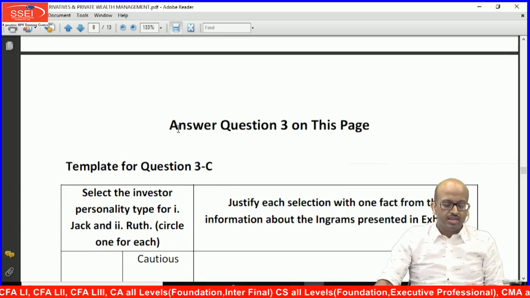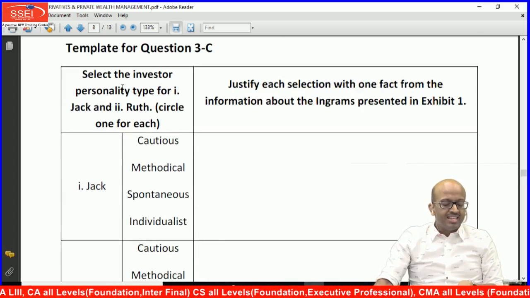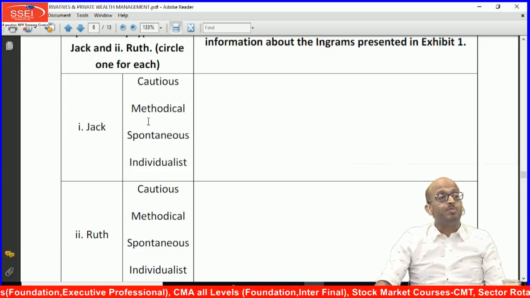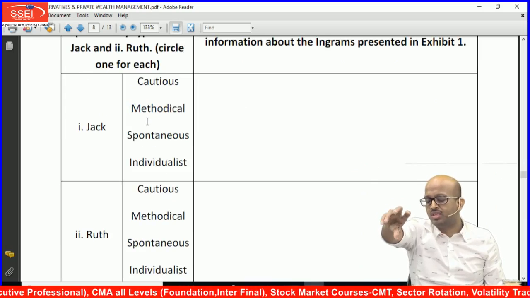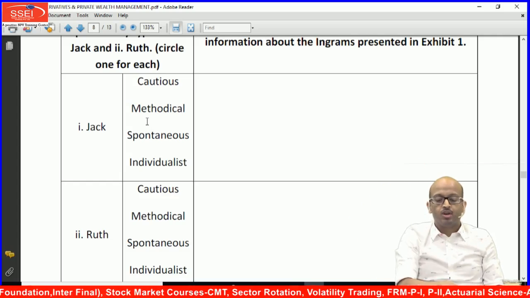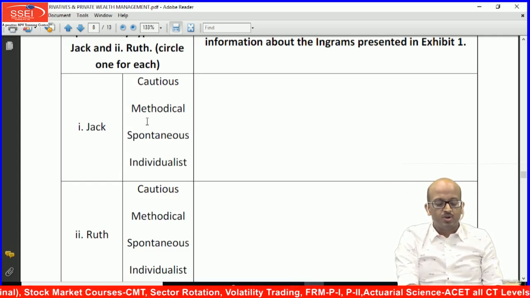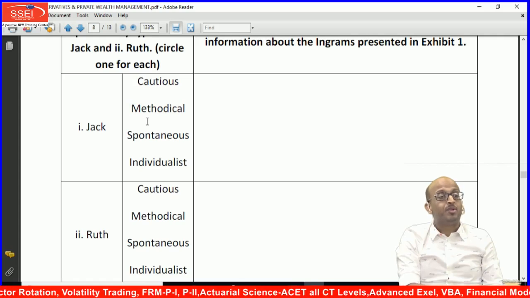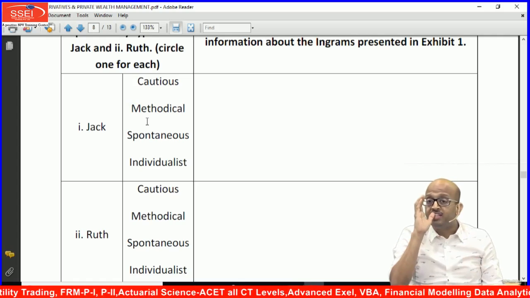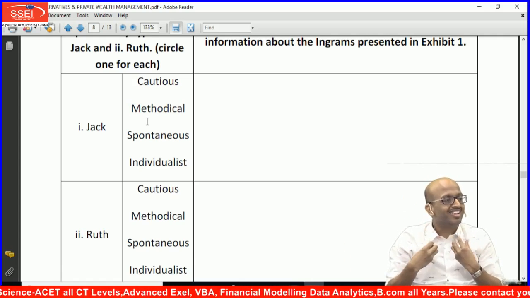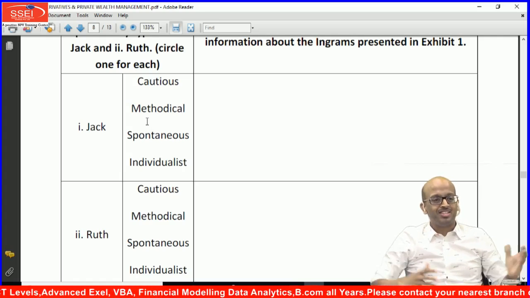Then 3C question was, select the investor personality type for Jack and Ruth. The old author might have said that there are 4 types of people. When you meet your client as the investment advisor, you classify them into 4 types: cautious, methodical, spontaneous, individualist. You can understand some of the names. Cautious, Fattu. Methodical, also Fattu only, but does everything with a reason: give me the reason. Spontaneous, Sanki. Individualist, Befikre.